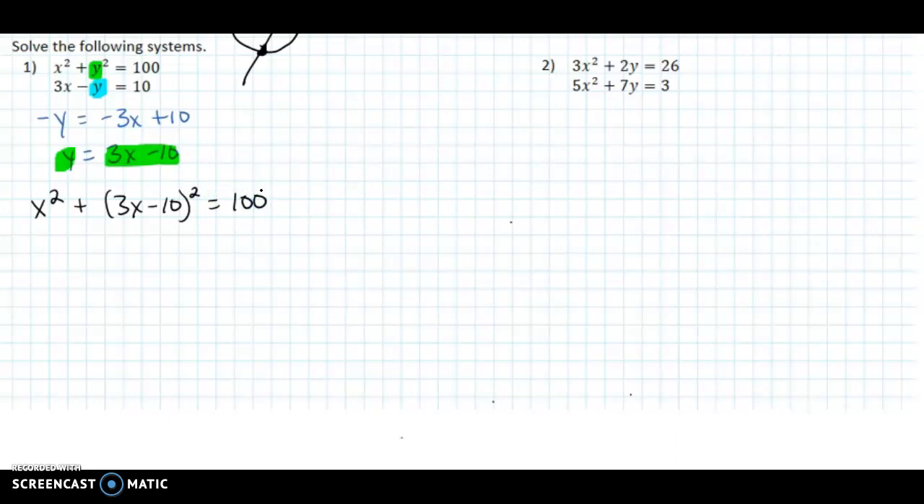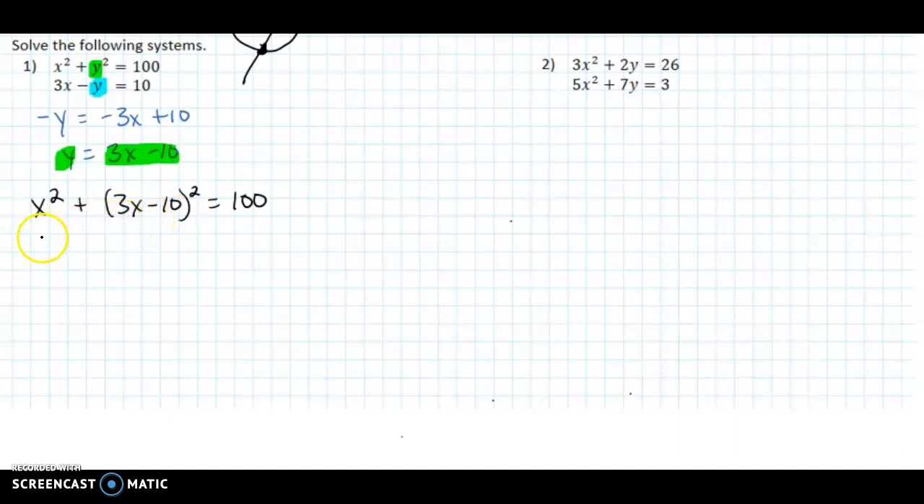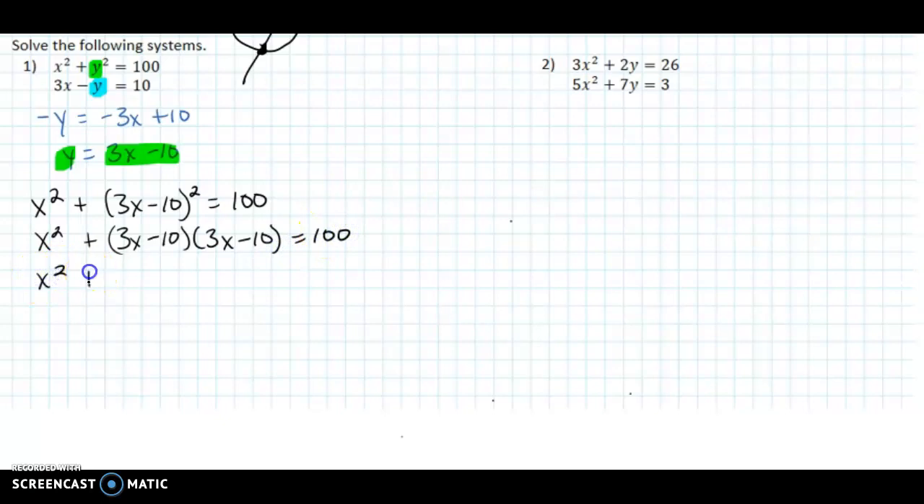You may look at that and say, well, it's not going to be too fun to solve, and that's fine. It will take a little bit of time, but we can solve this, and this one works out pretty nicely, actually. Remember not to distribute the squared, but you must FOIL here. And so we get x squared plus 9x squared, and then minus 30x minus 30x, we'll just make that minus 60x. Save us a line here. And then plus 100 is equal to 100.